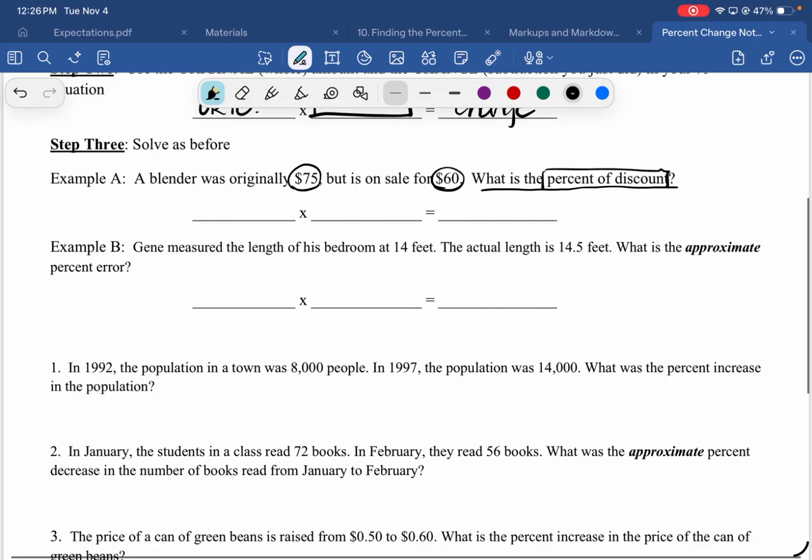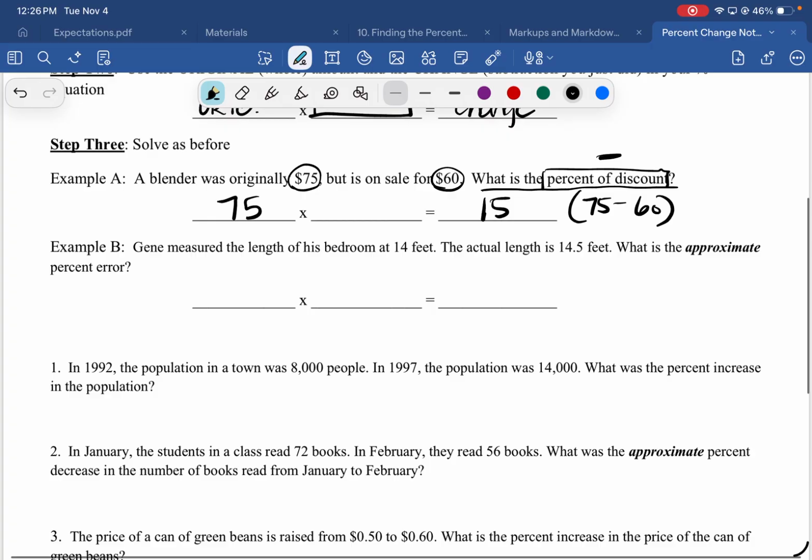So the original number goes here. It is 75. The percent, we're going to leave blank. And then this last number is 15, okay? And if you need to make yourself a little note, that is 75 minus 60. Whenever these types of problems are asking for the percent of discount, percent change, or percent of tax, you need to make sure that you subtract. So if you want to put a little subtraction sign above there to remind yourself of that, I would encourage you to do so.